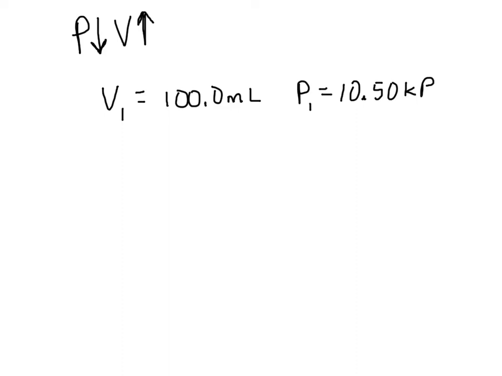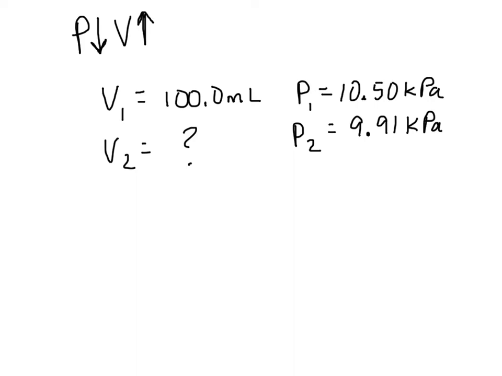Now we have to calculate the new volume. Just go in order of the problem. Volume 1 was 100 milliliters at pressure 1, 10.50 kilopascals. The pressure is then changed to 9.91, so pressure 2 is 9.91 kilopascals. And the question asks, what is the new volume? So volume 2 is what we're looking for.